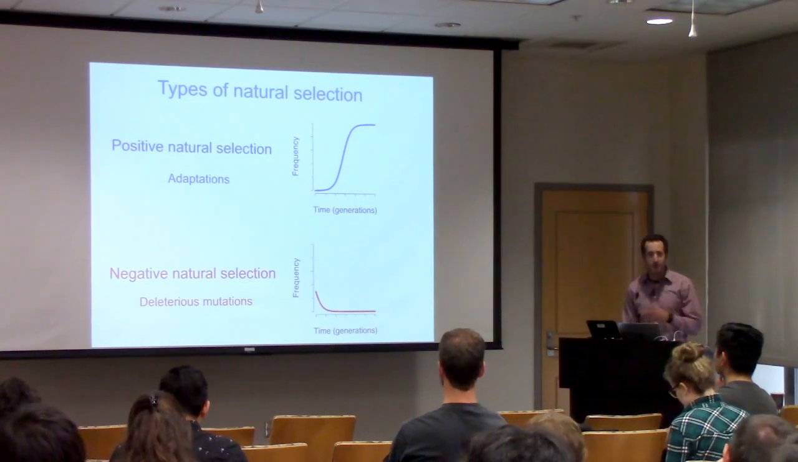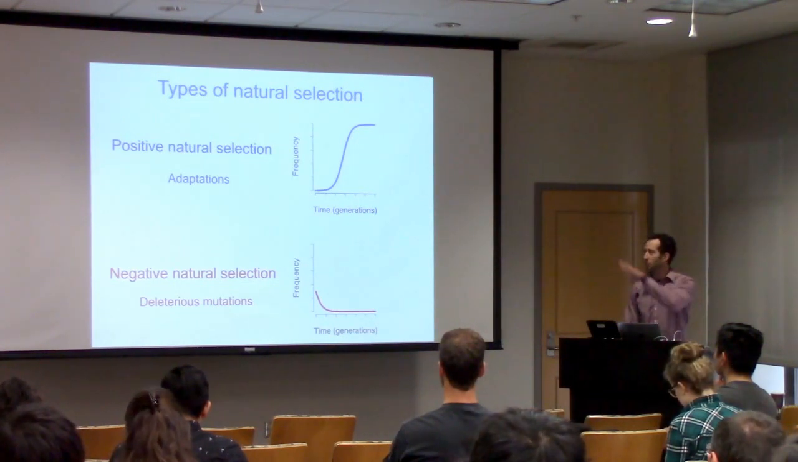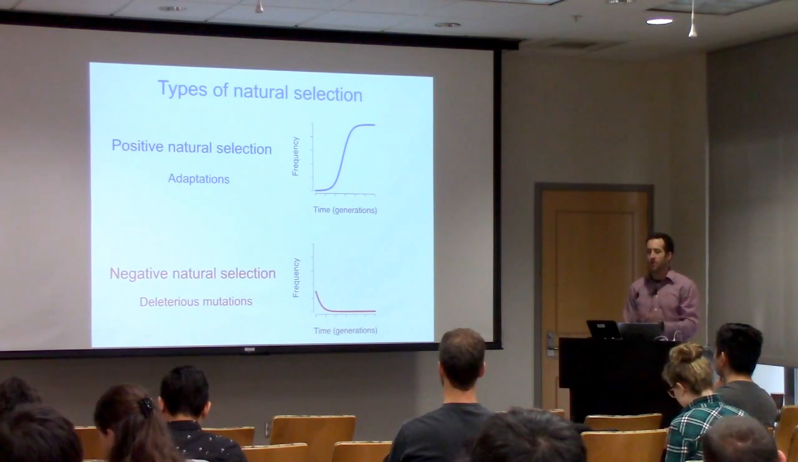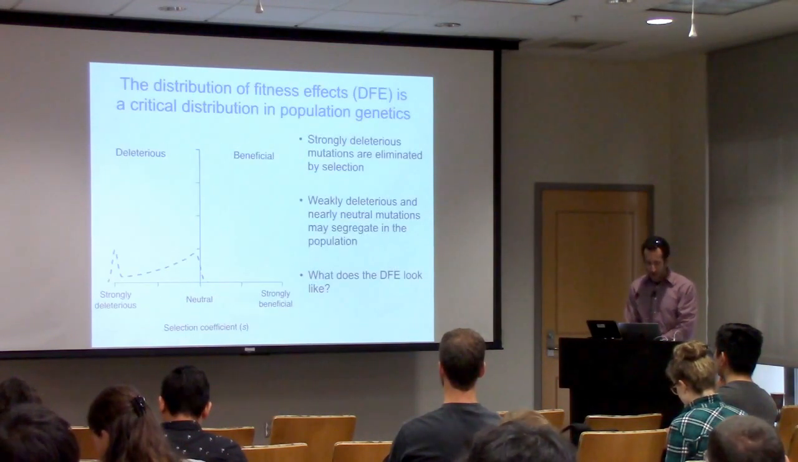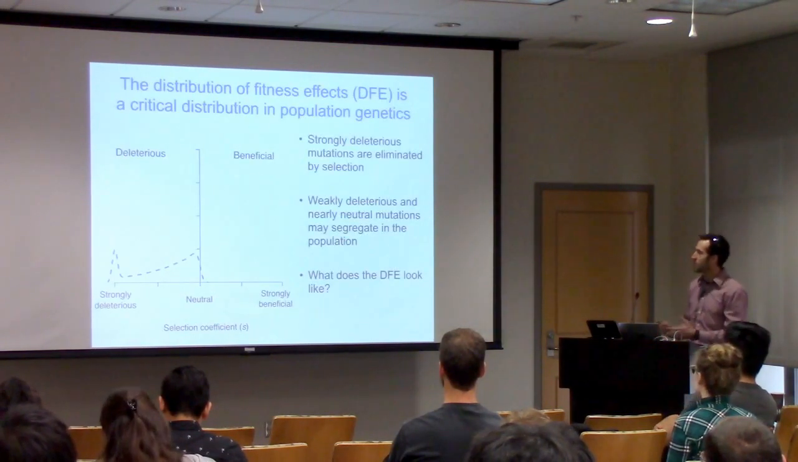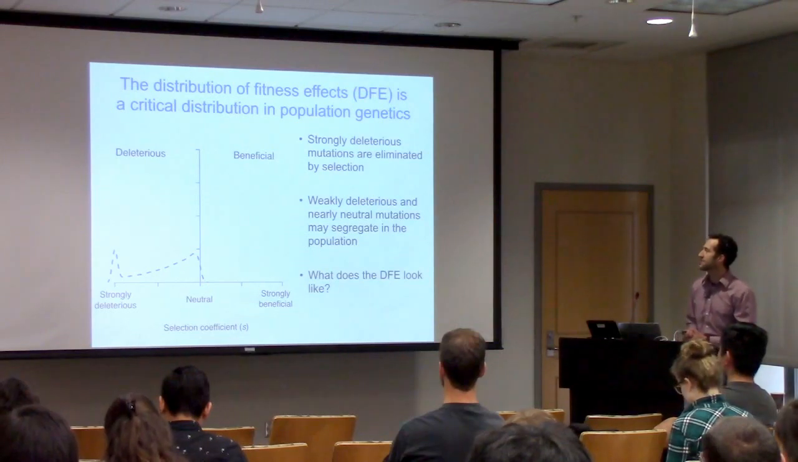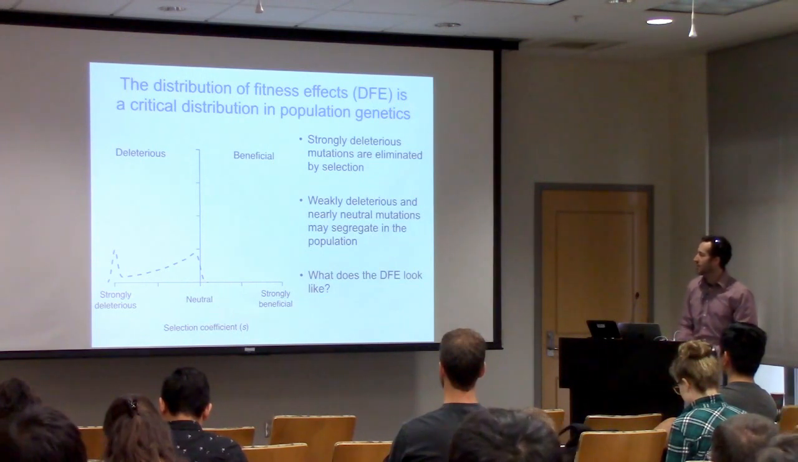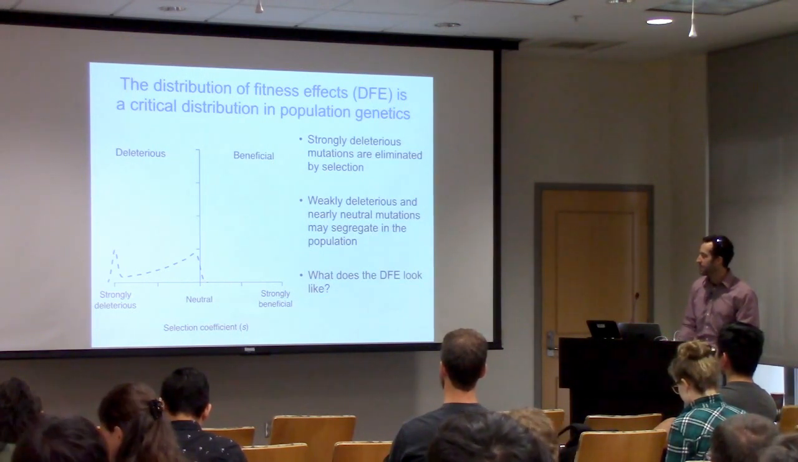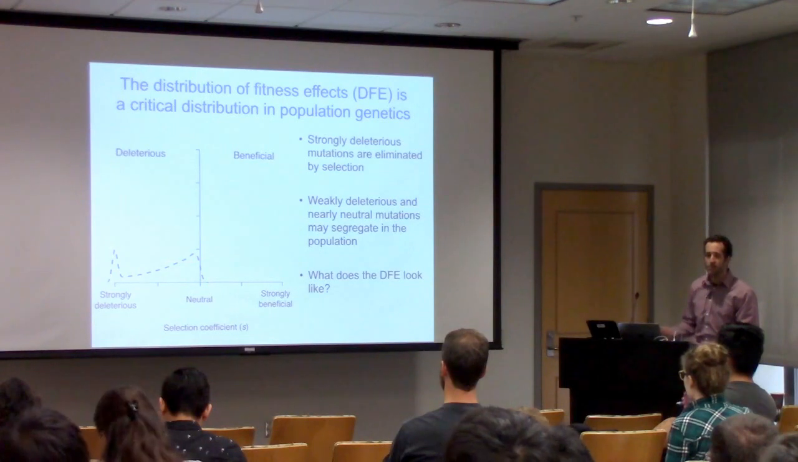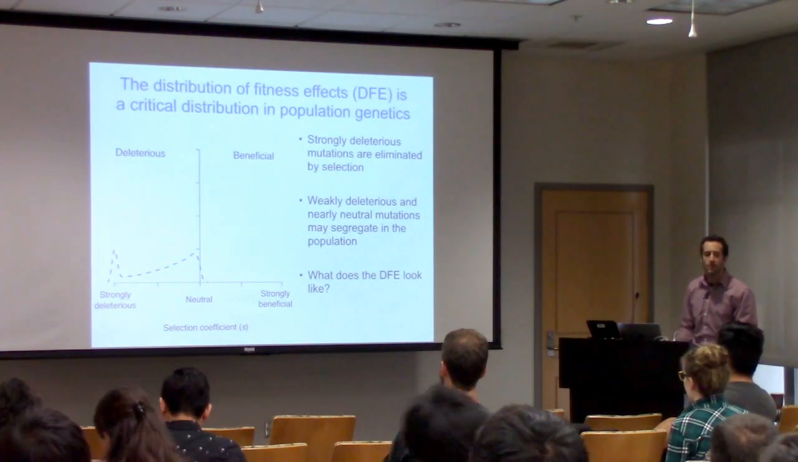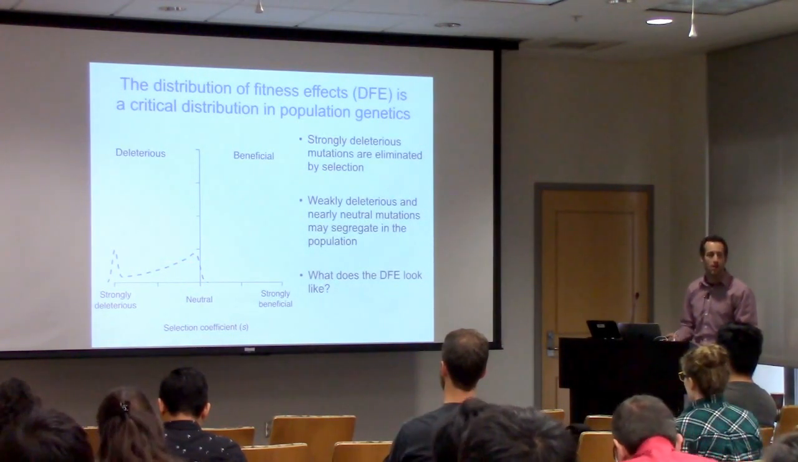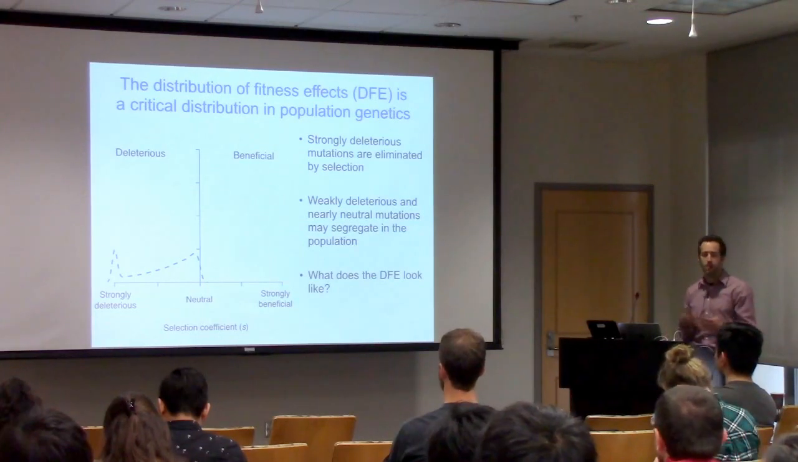There's been tremendous interest in population genetics in quantifying how much of these types of selection occur across genomes. One way to more formally think about this is in terms of the distribution of fitness effects, or DFE. This is a critical distribution in population genetics. So what is the DFE? Well, it's simply a histogram or distribution of the selection coefficients of new mutations that might occur either in the genome or in some compartment of the genome.